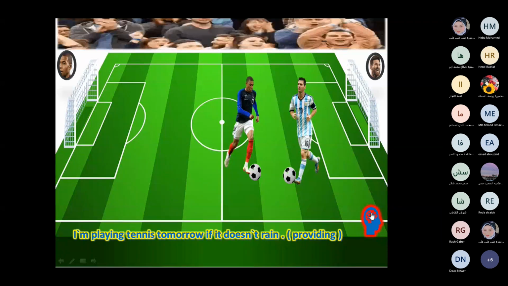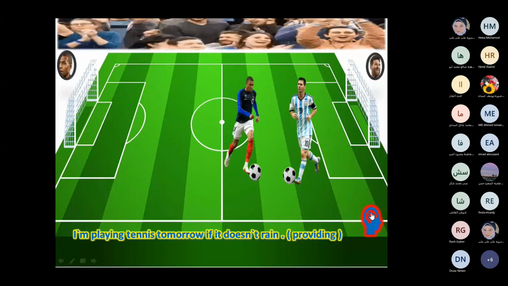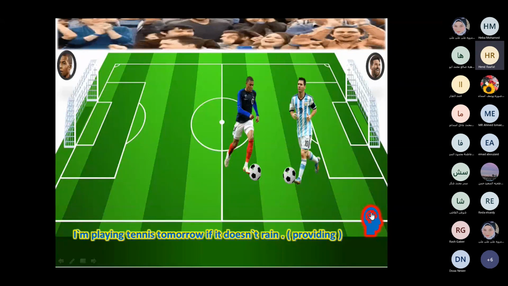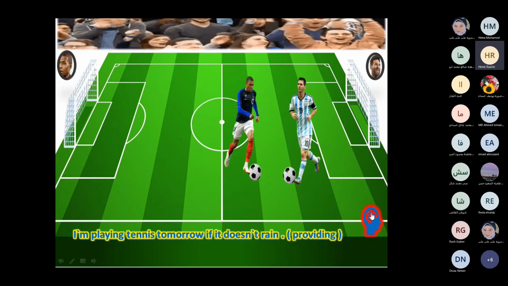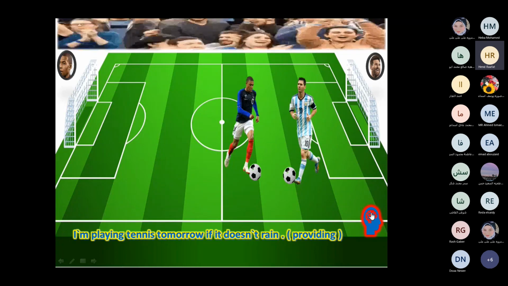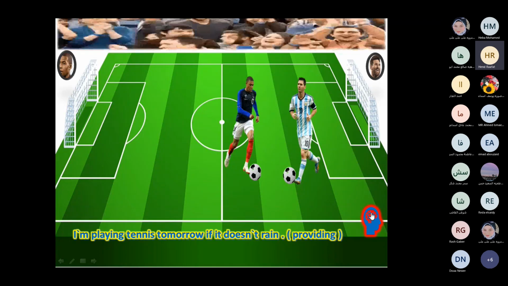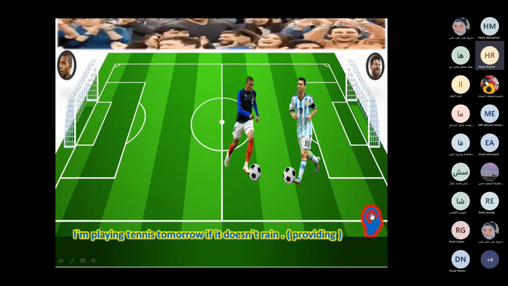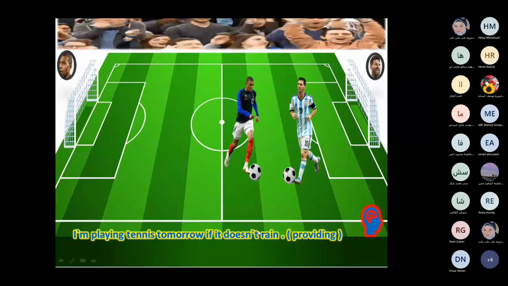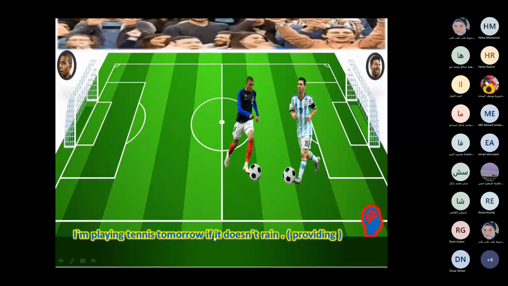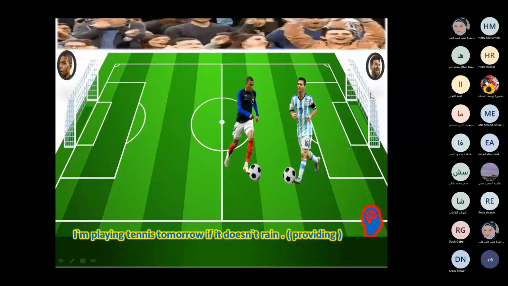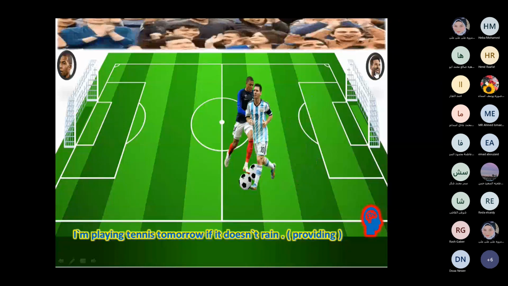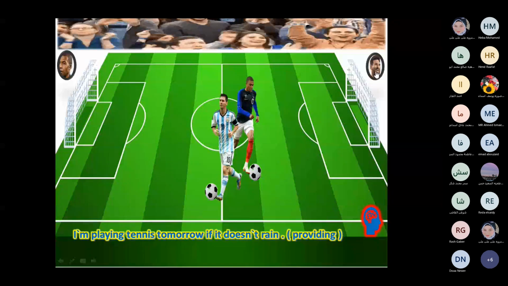Okay, so the sentence will be, say it again, please. I'll play tennis tomorrow, providing it doesn't rain. Providing it doesn't rain. Excellent. That's it, and that's what you get here. Another pass or kick from Messi.